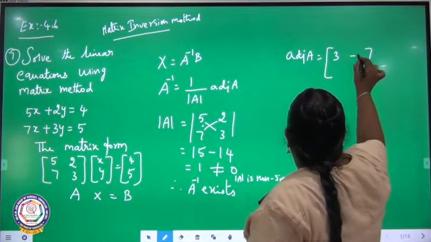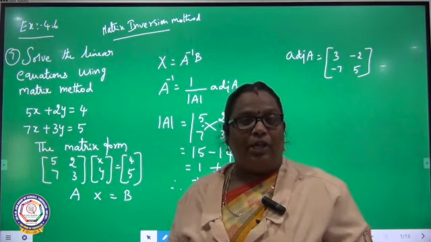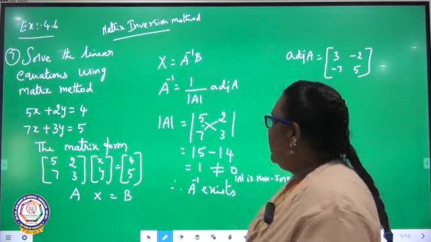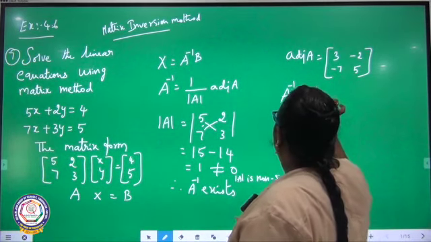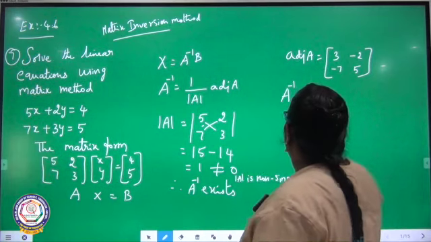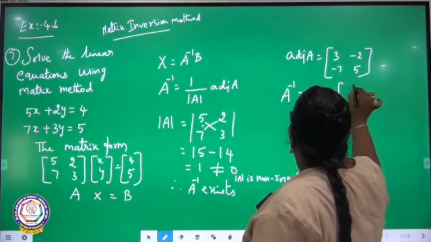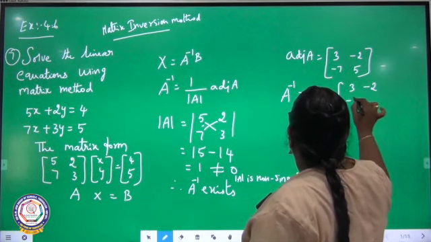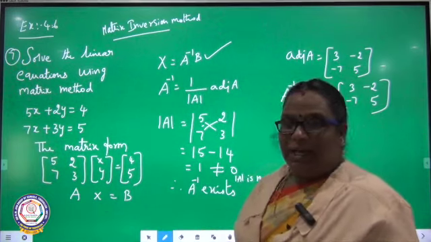See here, minus 2, minus 7. This is the value of adj A of the 2 by 2 matrix. So, A inverse equals 1 by determinant of A. What is the value of determinant of A? 1 into 3, minus 2 into minus 7, that is 5. You substitute all the values in x.